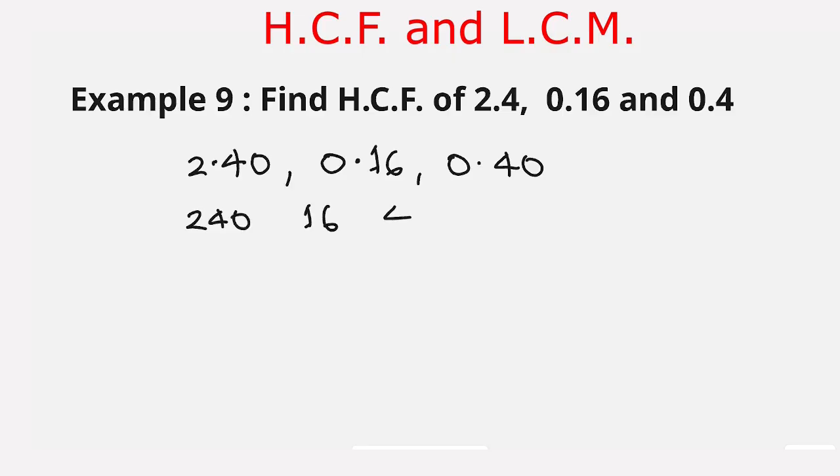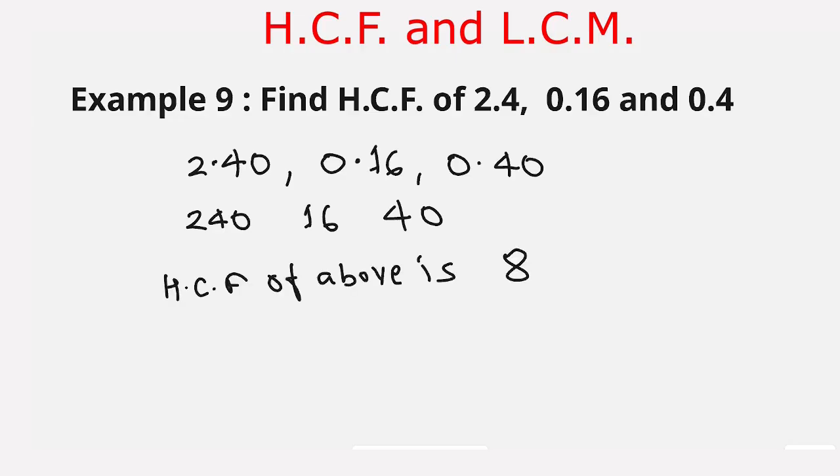So 2.4 will become 2.40. 0.16 has already 2 digits after the decimal, and 0.4 will become 0.40. So now every number has equal number of digits after the decimal. And if we remove the decimal, what the numbers will be? The numbers will be 240, 16 and 40. Now we have to find the HCF of these numbers. And the HCF of these numbers is 8.